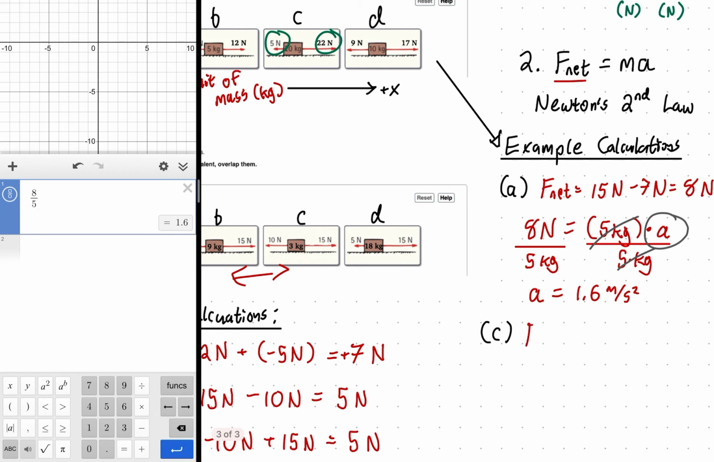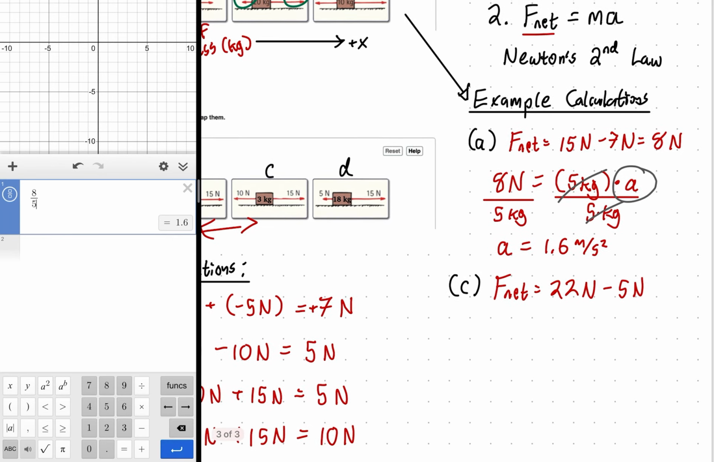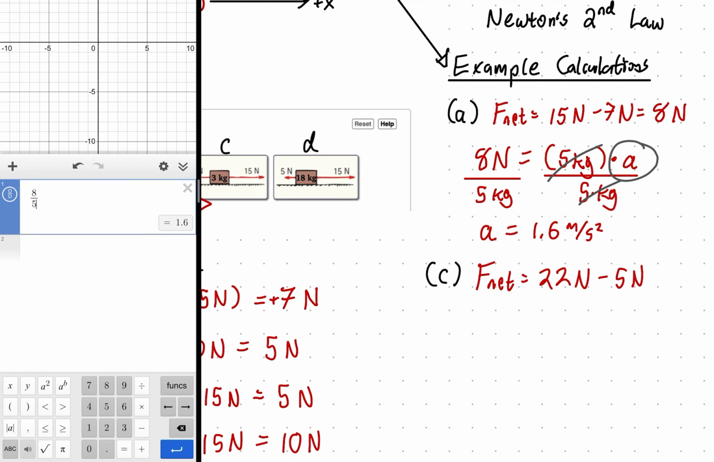So let's take a look at C, and this one, we're going to have F net equals 22 minus 5, so 22 newtons minus 5 newtons. I like to be thorough and always put my units. Okay, and so then that's going to give me a value of 18 newtons. Yep, 18, is that correct? Actually, 17, because I'd have 2 and then 3 more, so 17 newtons. There we go. 23 minus 5 would be the 18. Okay, and so that's my F net.